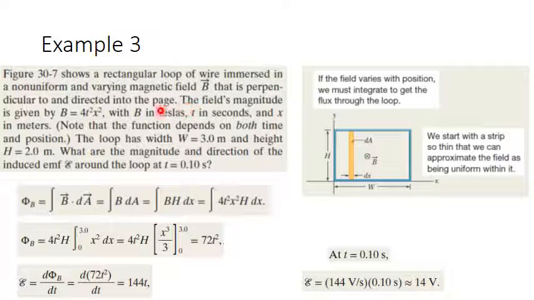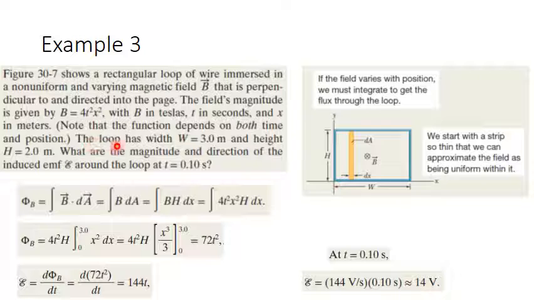The field's magnitude is given by B equals 4 multiplied by t squared multiplied by x squared. Here the magnetic field is a function of time and space, so it is varying in both time and space, with B in Tesla, t in seconds, and x in meters. Note that the function depends on both time and position.